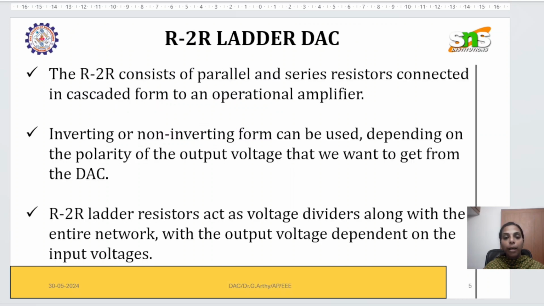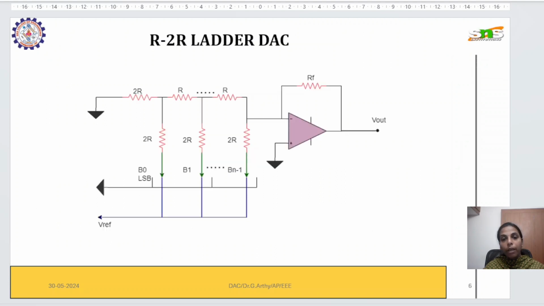R-2R consists of parallel and series resistors connected in cascade to form an operational amplifier. Inverting or non-inverting form can be used depending on the polarity of the output voltage that we want to get. R-2R ladder resistors act as voltage dividers along the entire network, with the output voltage dependent on the input voltages. This is an example of an R-2R ladder structure and R-2R ladder DAC. If you see here, the inputs are given to the inverting terminal, and here we have the feedback.